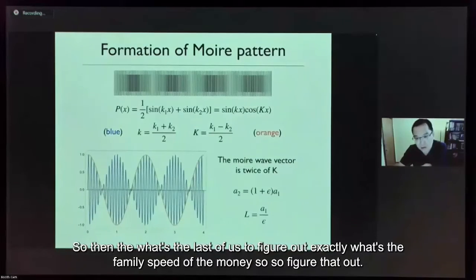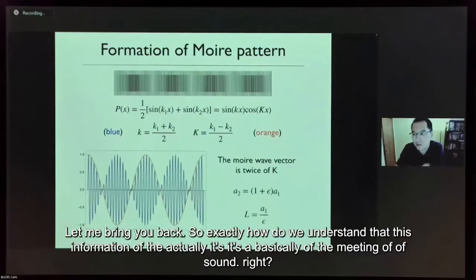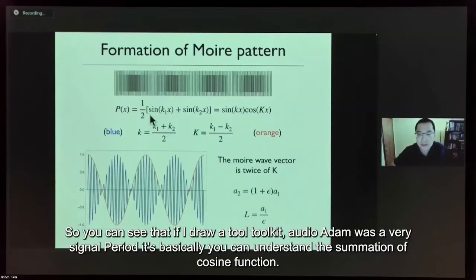To figure that out, let me bring you back to exactly how we understand the formation of the Moiré potential. It can basically be regarded as a spatial version of the beating of sound. So if I draw two periodic audio patterns with very similar period, you can understand it as the summation of two sine functions.